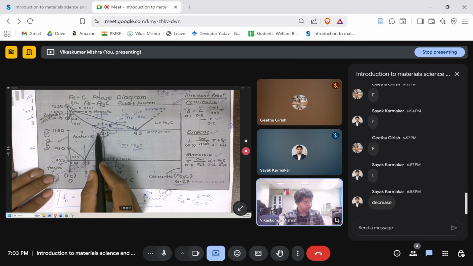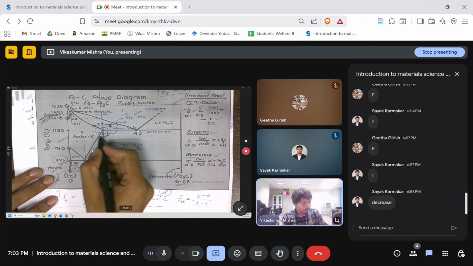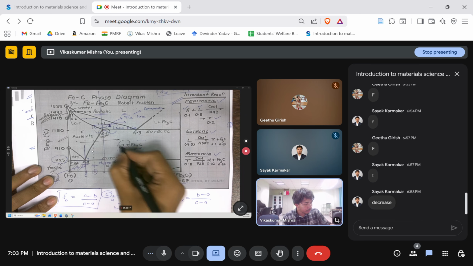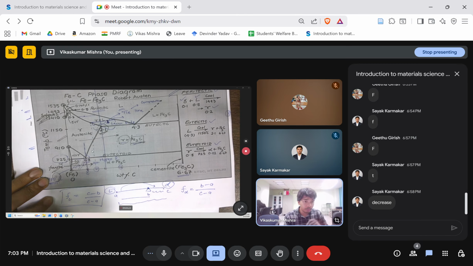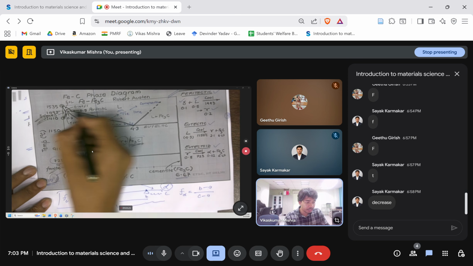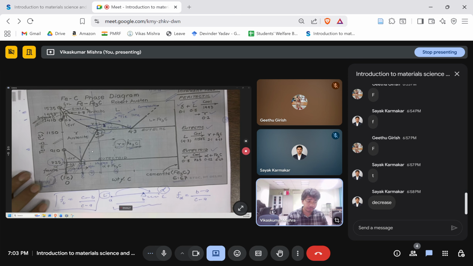If we go more than that, austenite will reject the carbon and it will form the Fe3C. Here, ferrite rejects the carbon, it forms the Fe3C. Here also, if I try to move along this, it will reject.